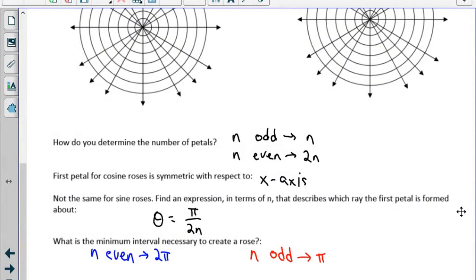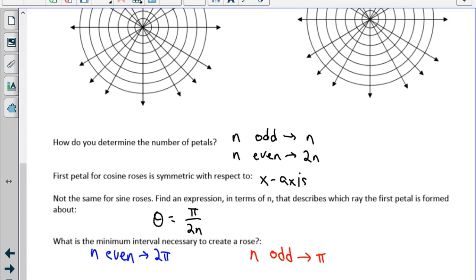The number of petals, if n is odd, we have n petals. If n is even, we have 2n petals. If n is odd, we only need to go an interval of pi in order to go all the way around. But if n is even, we need 2 pi as our interval. Cosine roses are symmetric to the x-axis, the first petal anyway. And then the first petal for sine roses are given by theta equals pi over 2n.